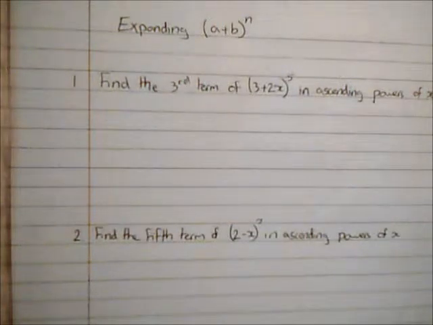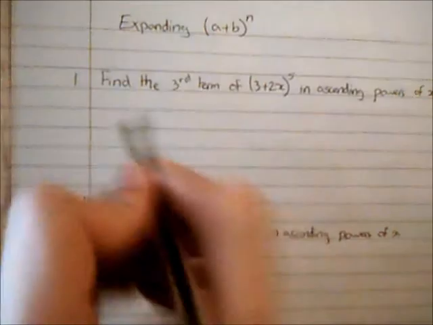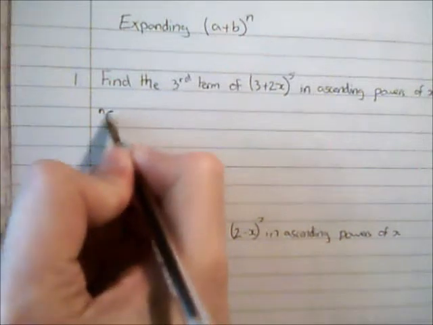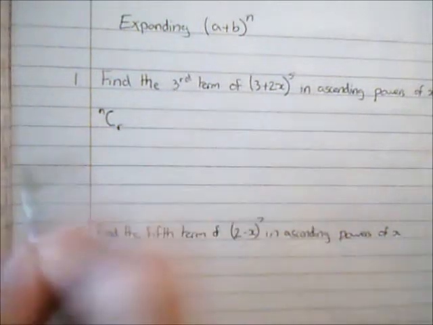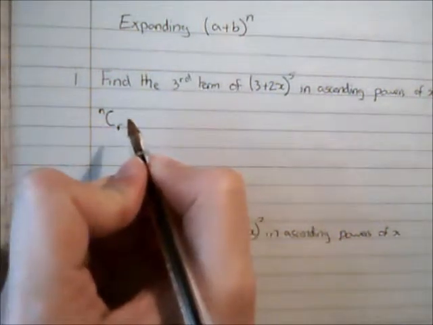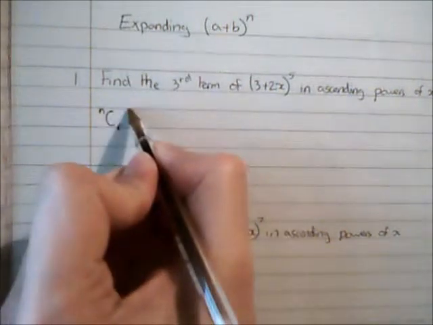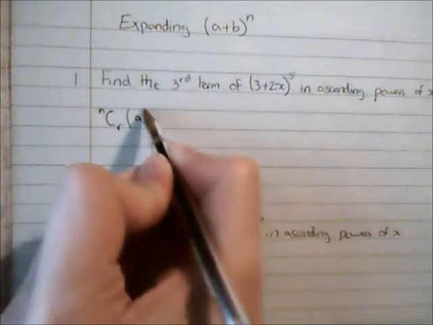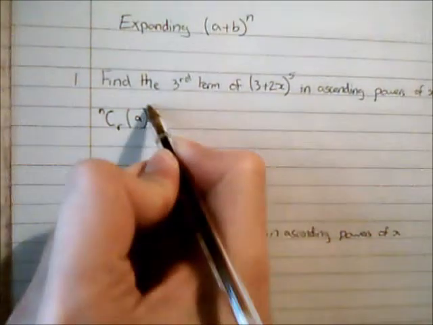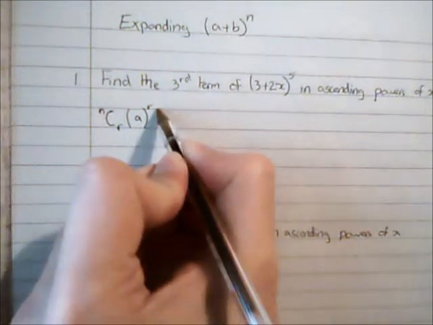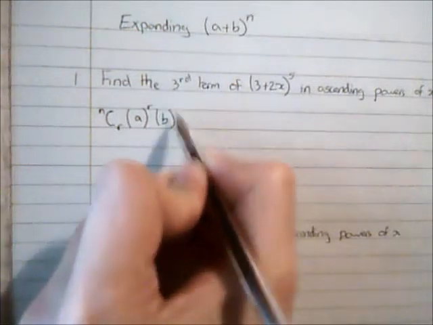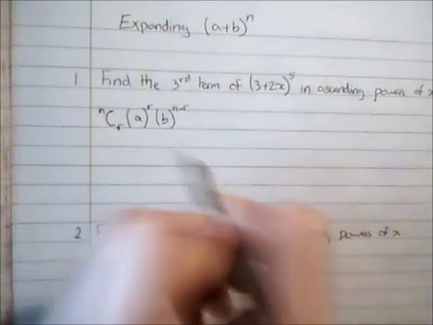But that can be done in a whole number of ways. So what I'm going to need to do is nCr, which will tell me the number of combinations when I select a r times and I select b n minus r times.